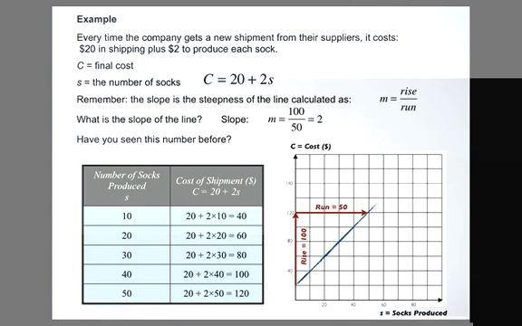Have you seen this number before? That's right. This 2 is the $2 to produce each sock. That's the rate of change. And you can see it in the formula in front of the independent variable.